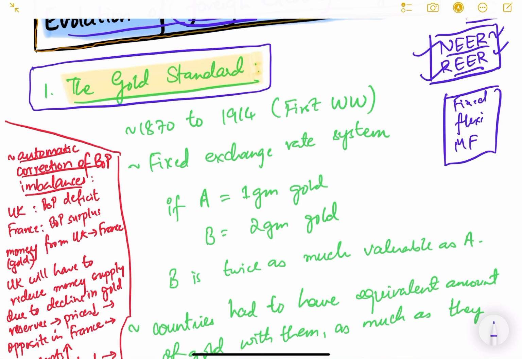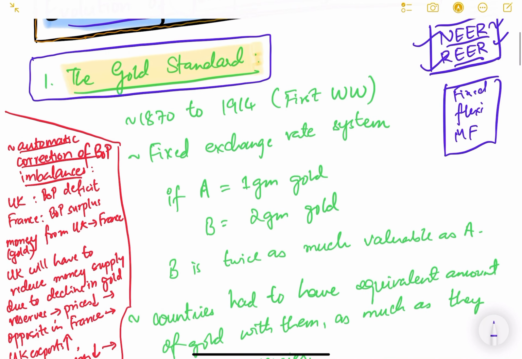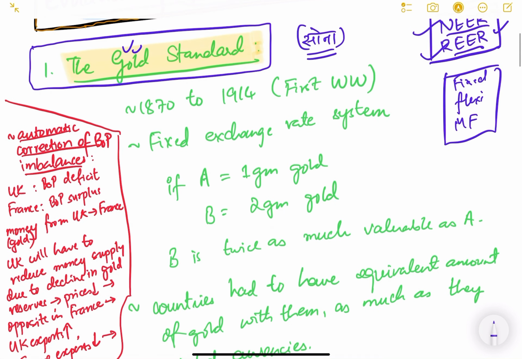The gold standard. The name itself suggests this standard uses gold, sona, as a basis of exchange rates. This system was in operation from 1870 to 1914. So you can see almost for about 45-50 years, this system was in place. And in 1914, you should know that the First World War had begun, right? So up to the First World War, the gold standard system was in place.